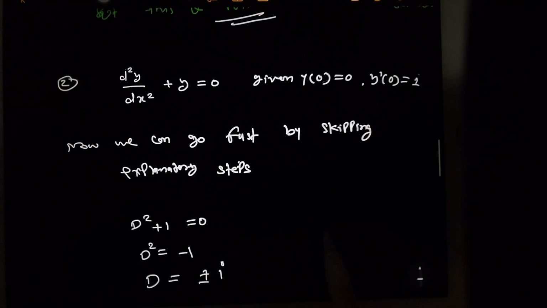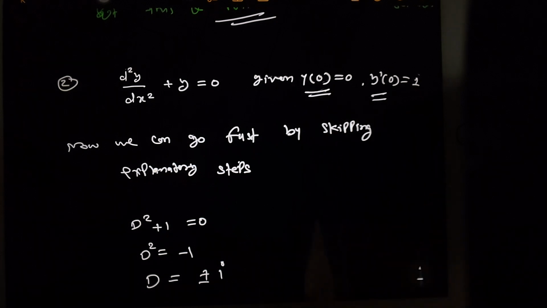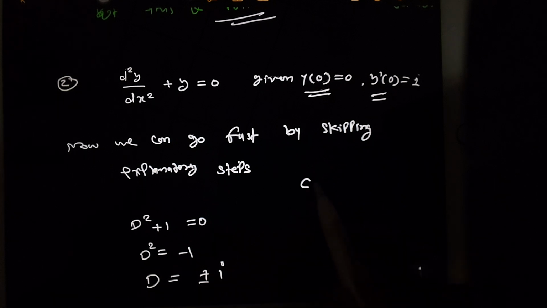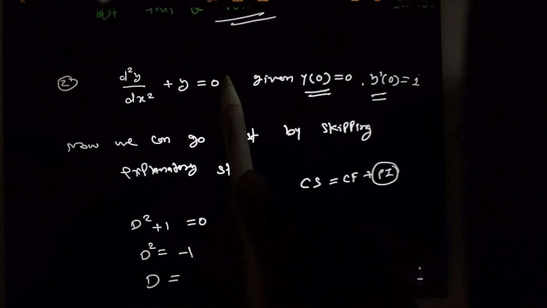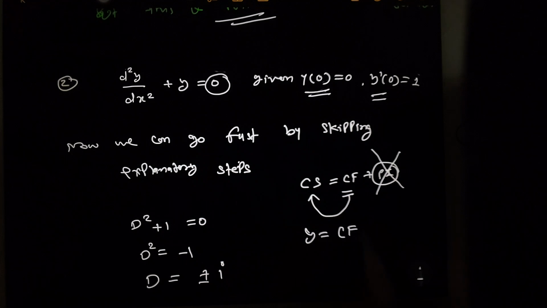Now go to the second question. In the second question, this data is given, so a and b values you can find. After finding the a and b values only, you will decide your final solution. So first, to find the complete solution, you need complementary function plus particular integral. In this question, because the right side is equal to 0, we will not find the particular integral. So complementary function itself will be your complete solution. It means y is equal to complementary function. Whatever you are getting, that itself will be your final solution.